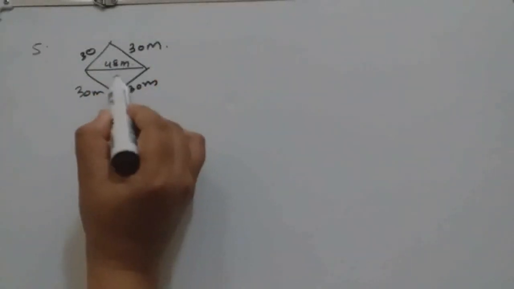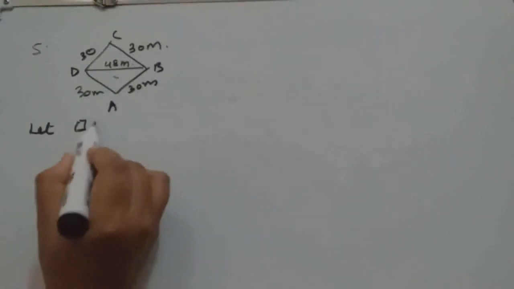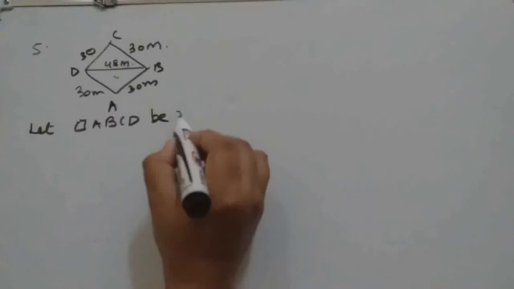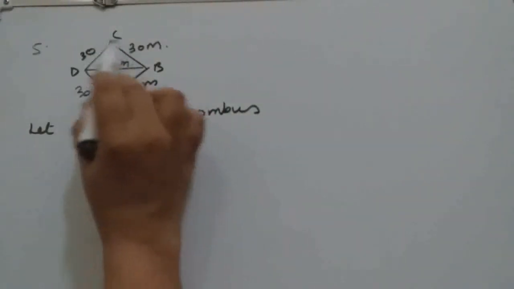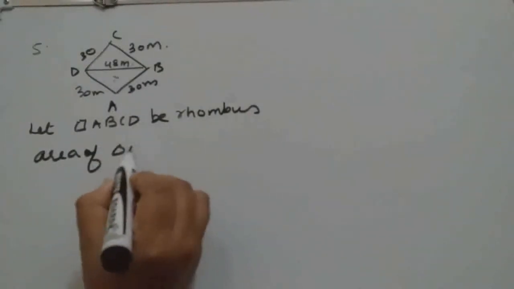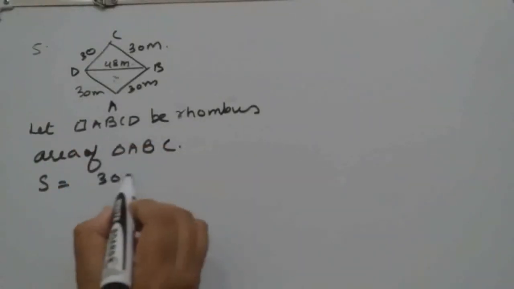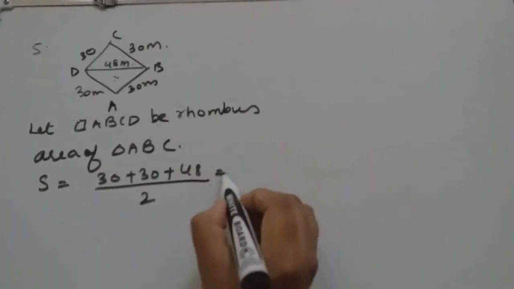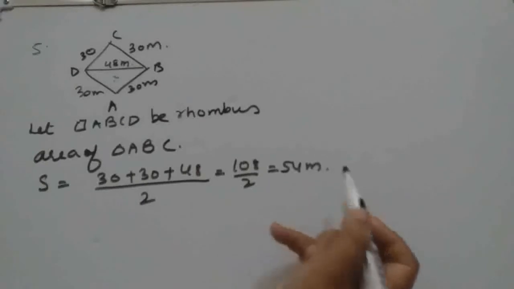So area of this triangle, suppose A, B, C, D. So let A, B, C, D be rhombus. We know rhombus in all the sides are equal. See, if you find one area and you double it, you will get the total area. So area of triangle ABC. Okay, for that S we should find. So 30 plus 30 plus 48 divided by 2. So 108 divided by 2, that is 54 meter.